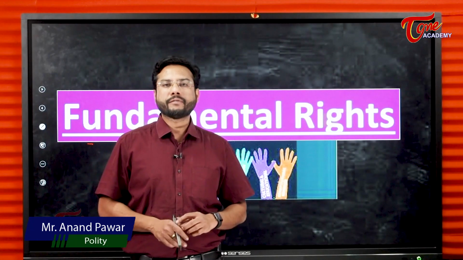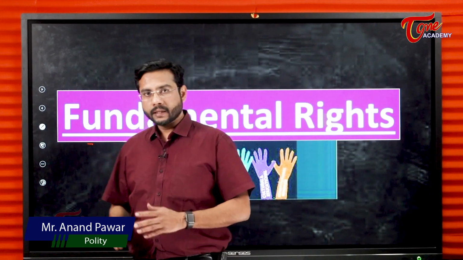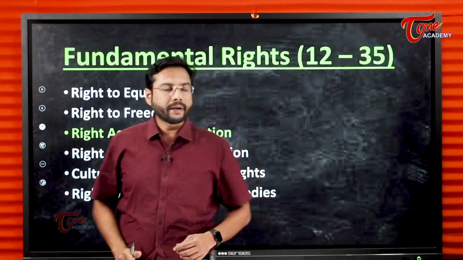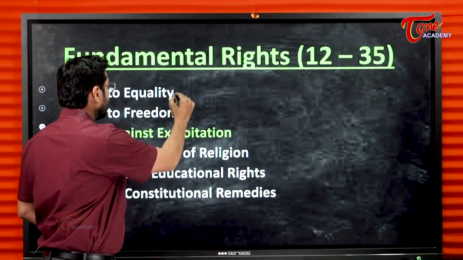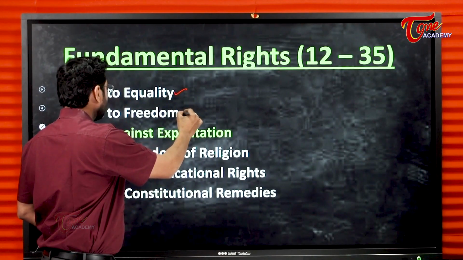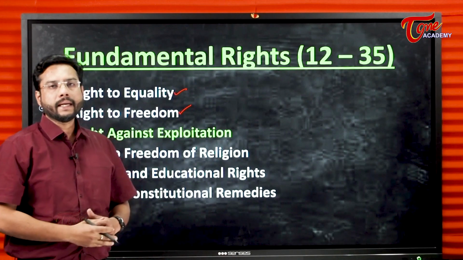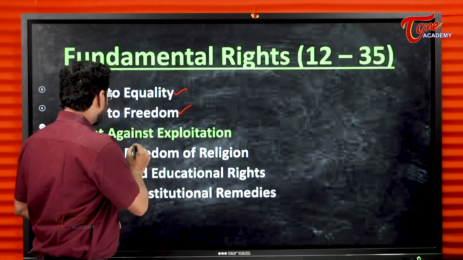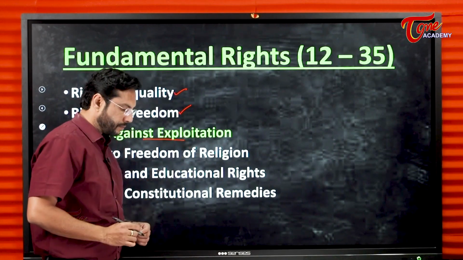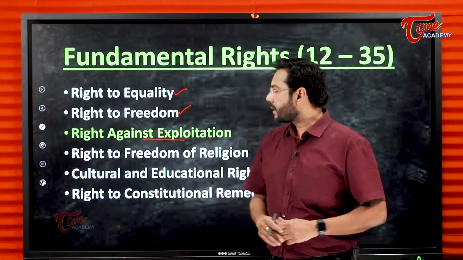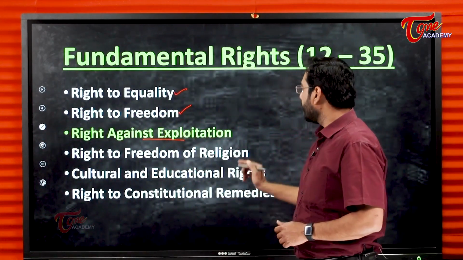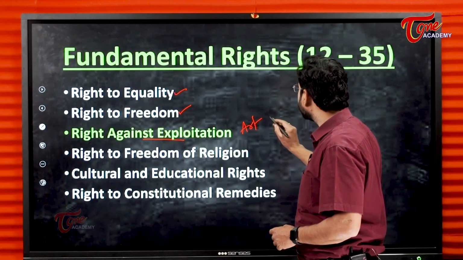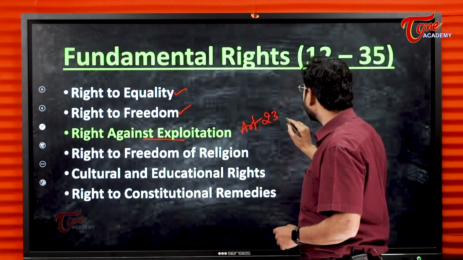We are discussing fundamental rights, and till now we have discussed the main fundamental rights: right to equality and right to freedom. In our today's class, we would be discussing right against exploitation. Here we have two articles, Article 23 and 24.